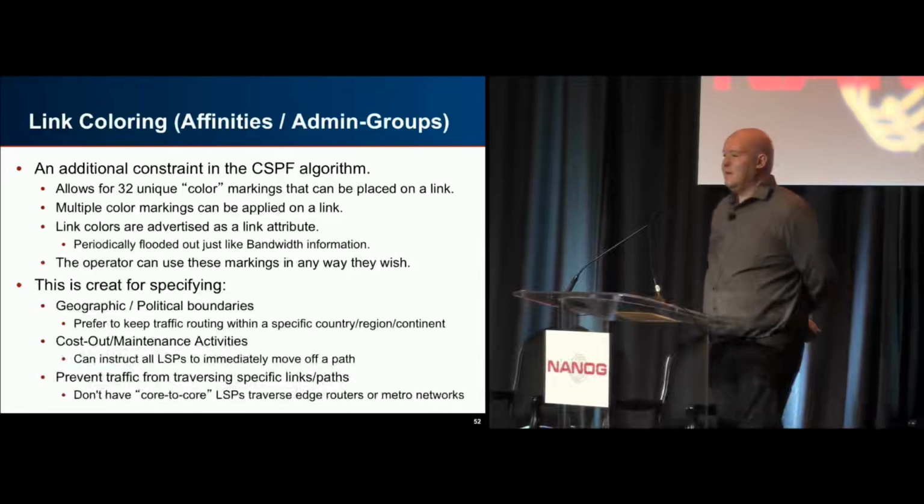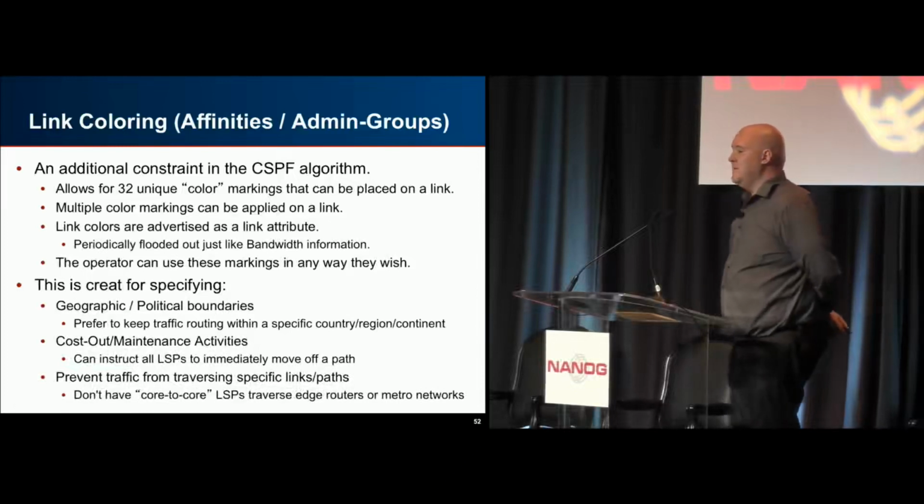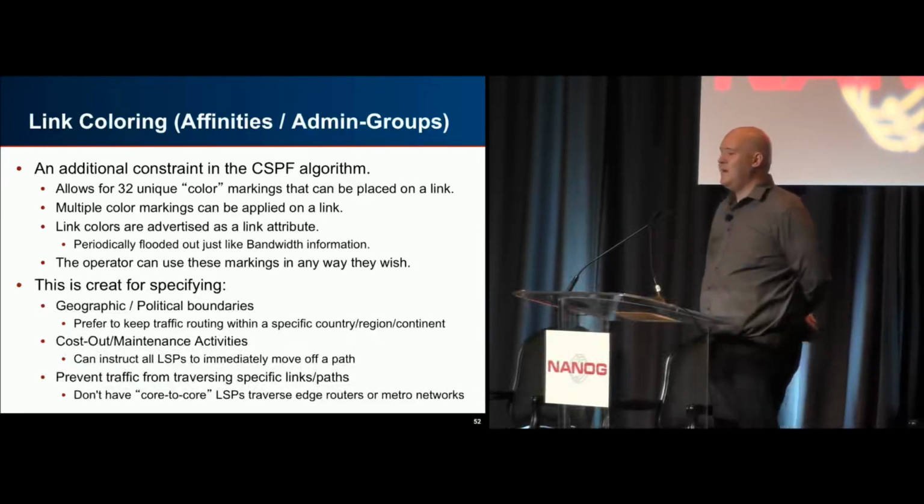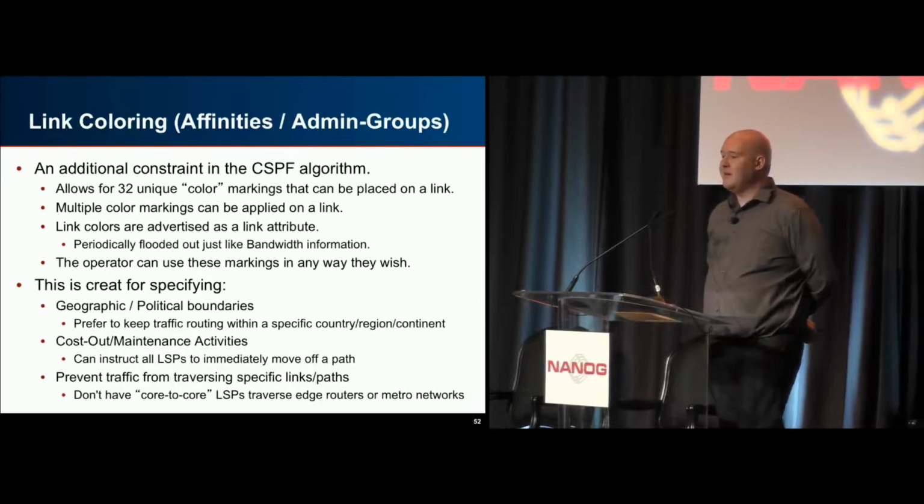There's a concept called link coloring, which is known as affinities or admin groups. This is an additional constraint you can add to your CSPF algorithm. It lets you do 32 unique color markings that can be placed on the link. So you can do all kinds of weird things with this. It's an arbitrary value. You can do whatever you want.